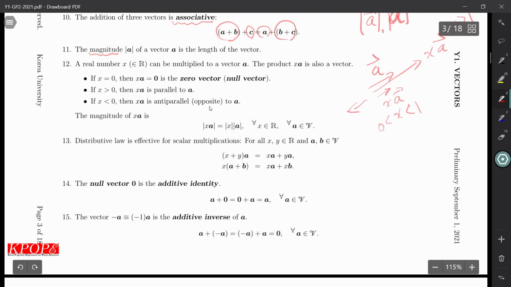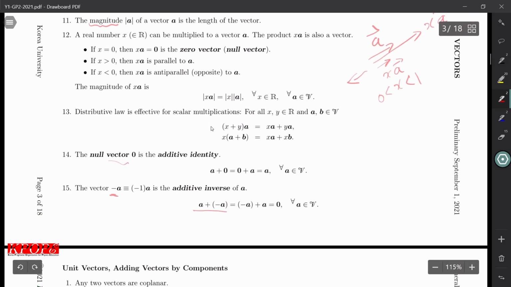The zero vector is also called a null vector, and that is algebraically the additive identity of vector addition. We have already studied that multiplying a scalar to a vector gives another vector. And if we multiply -1 to a vector, you will find that according to this distributive law, A plus minus A is always 0. So minus A is the additive inverse of vector A.